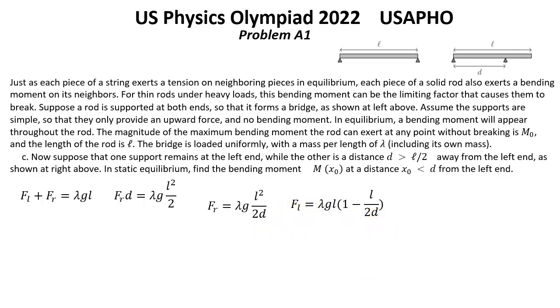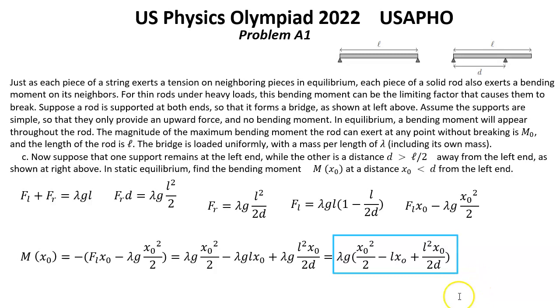Now let's count the total external torque to the left from the point x0. That will be the torque from the left support, which is Fl x0, because it's clockwise. We need to subtract the counterclockwise torque from weight, which is lambda g x0 squared over 2. And our bending moment must be opposite to this one, which is this expression. That was the solution for question C.